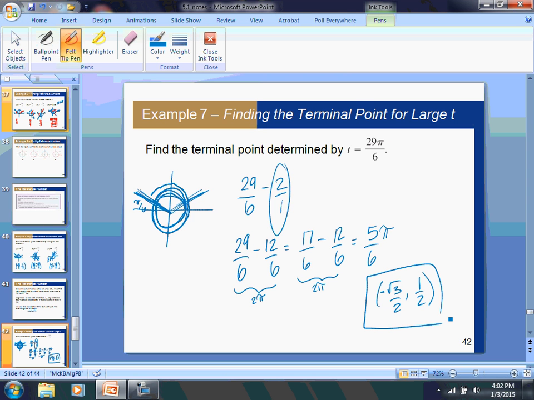So use that trick of subtracting 2 pi when you're dealing with large values. But remember, you have to have a common denominator. Okay, you need an LCD, a least common denominator. So if you're dealing with sixths, make sure that you're subtracting 12 over 6. If you're dealing with 4, make sure you're subtracting 8 over 4. If you're dealing with 3, make sure you're subtracting 6 over 3. So you're subtracting double your denominator from the numerator. Whatever your denominator is, in this case it's 6, double it, and that's how much you subtract from the numerator. So remember to find that common denominator.